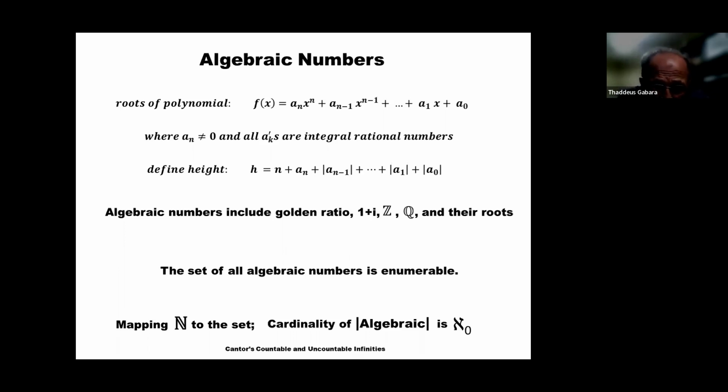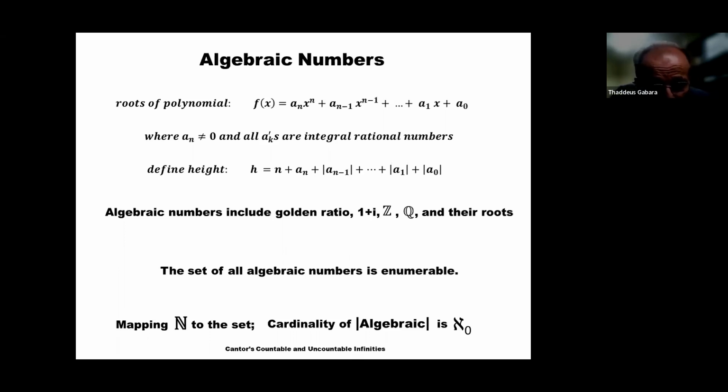And in such a polynomial equation, there's something defined as a height, and it has to do with the components that are within the polynomial equation. But this height can be determined for each one of the orders of the polynomial. And by adding all of these heights together and putting them on paper, you can compare them with the natural cardinal numbers, where these algebraic numbers are the roots to the equation, and some of them might be the golden ratio, 1 plus i, all of the integers, all of the rational numbers and their roots.